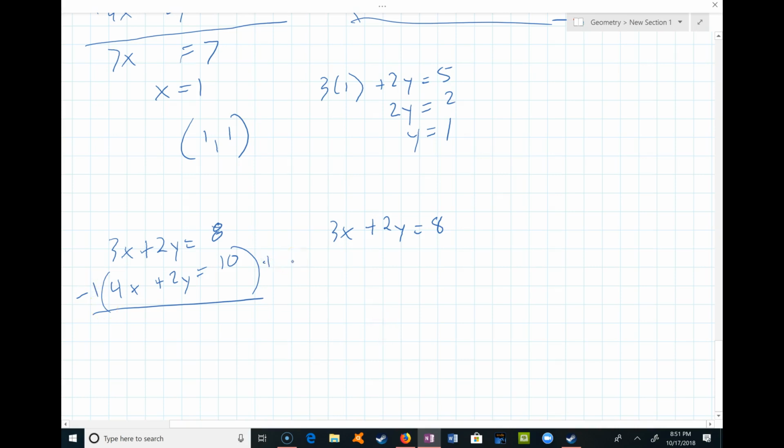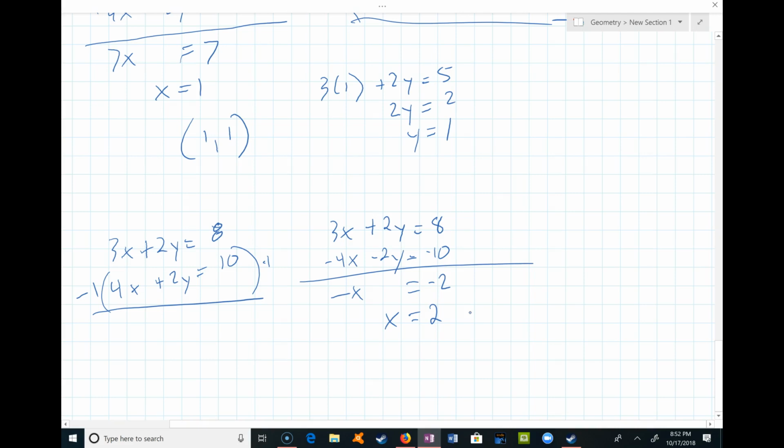So negative 1 times 4x is a negative 4x. Negative 1 times 2y is a negative 2y. And negative 1 times 10 is a negative 10. Add them together and I get negative x, 0, that's what I was going for. And what do I get there? Negative 2. So then I divide both sides by negative 1 and I get x is equal to 2.